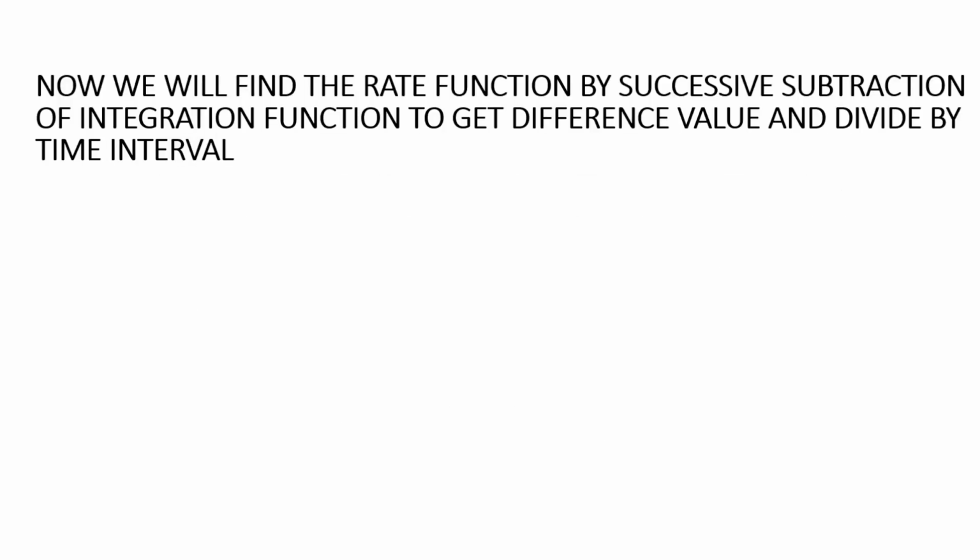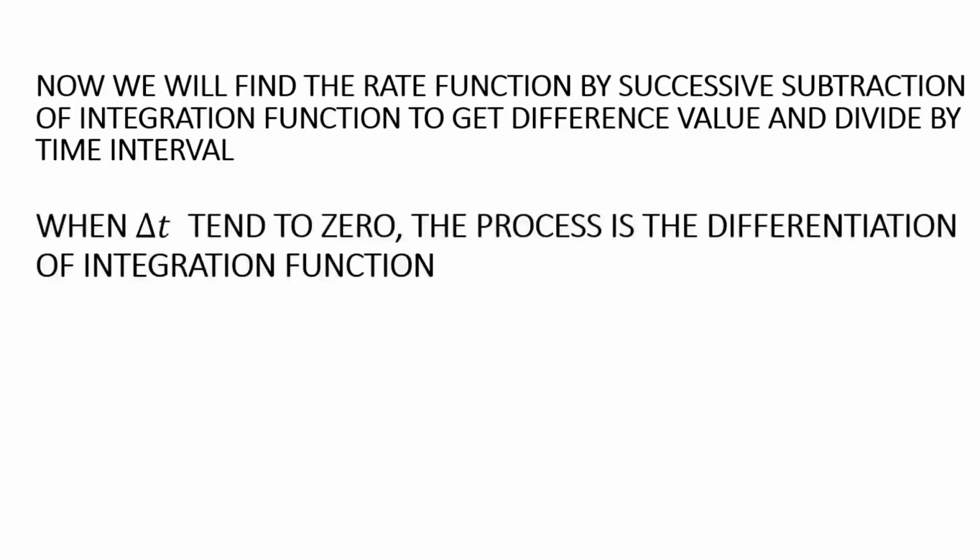That is given by the integration. Now we will find the rate function by successive subtraction of the integration function to get the difference value and divide by the time. When delta t tends to 0, this process is called the differentiation of the integration function. So now we are going for the reverse process, differentiation of the integration function. So we are finding the difference of the integration function.